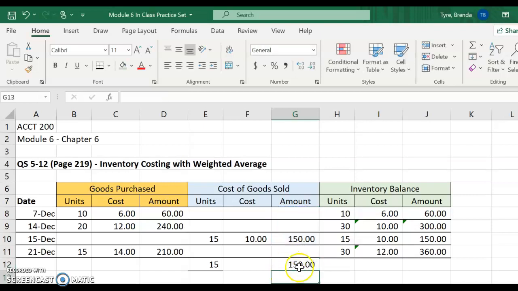Cost of goods sold, 15 units at $150. My ending inventory is right here. It's the 30 units at $120, or $12 each, equals $360.